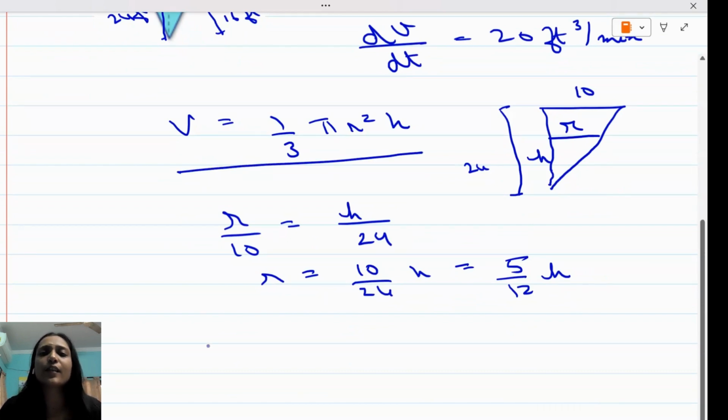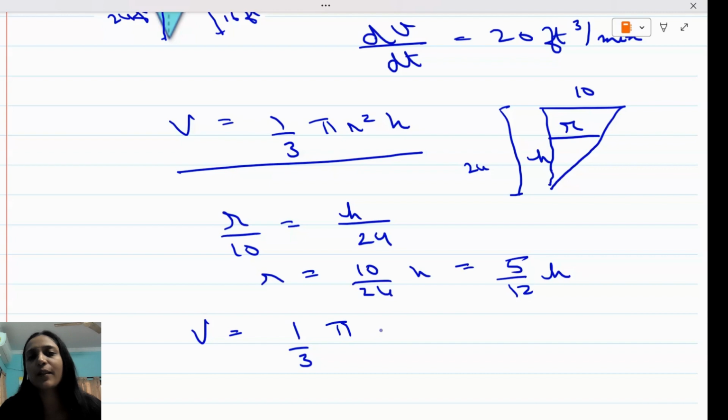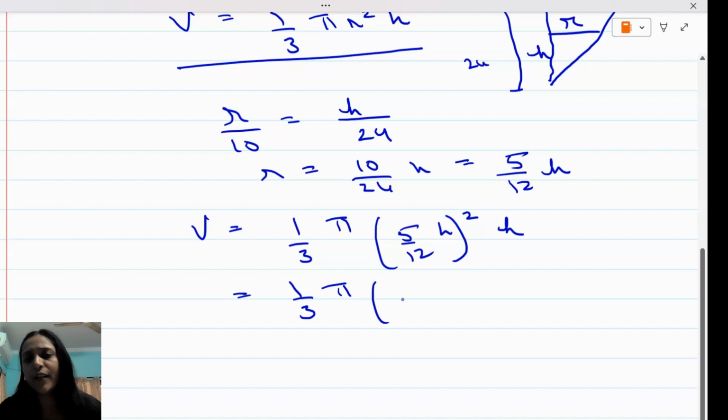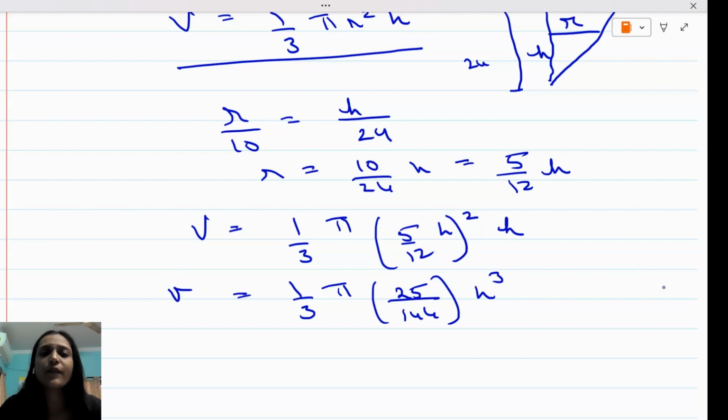Now that we have a relationship between r and h, all I'm going to do is put this value in here and substitute the volume formula and rewrite it. So the new volume formula is going to be 1 by 3 pi 5 by 12 h whole square times h. Now we're just going to simplify this a bit more. So this would be 1 by 3 pi times 25 by 144 h cube.